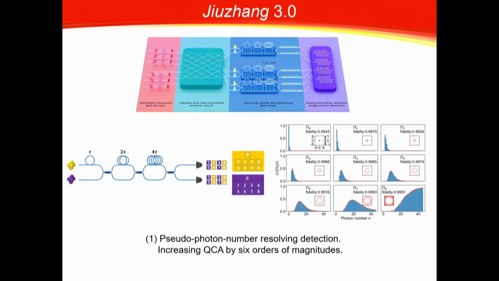And with that, we recently released our third generation experiment. There are many improvements. First, we developed a pseudo photon number resolving detection. So we can resolve photon number up to 8. This addresses the first challenge I mentioned, and it can increase our quantum advantage by 6 orders of magnitude when compared to the second generation.